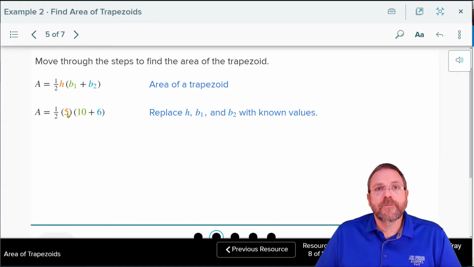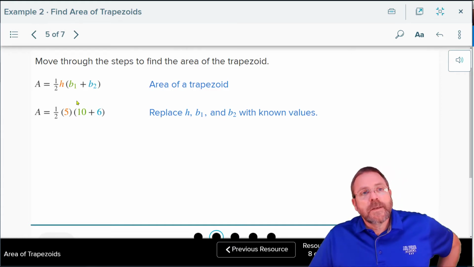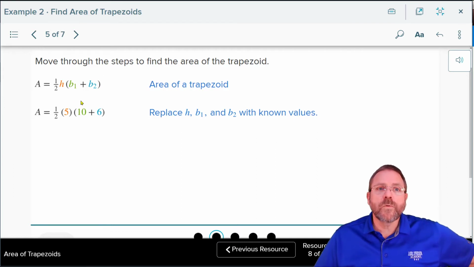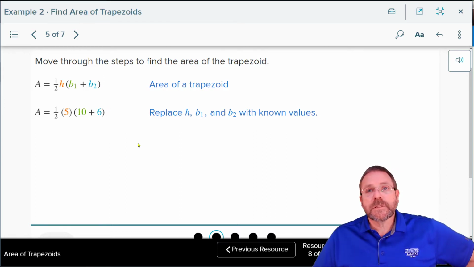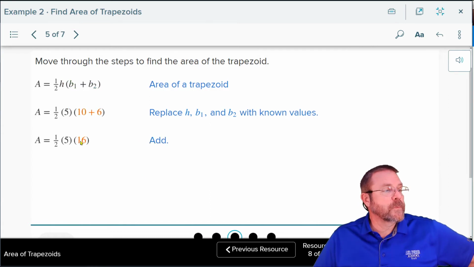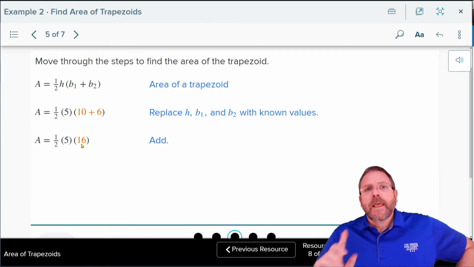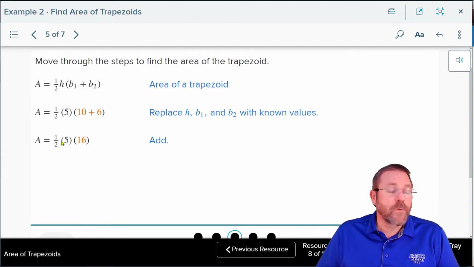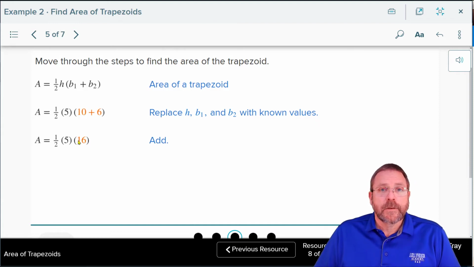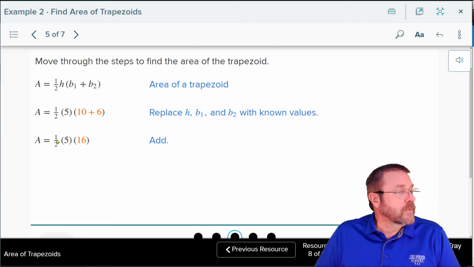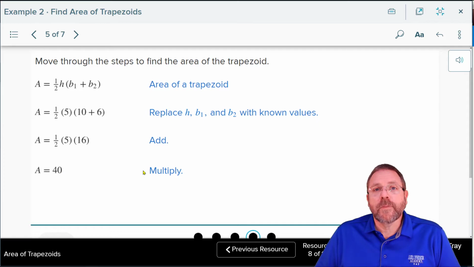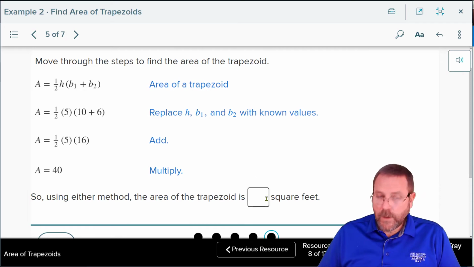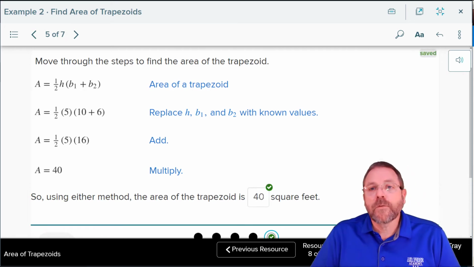I know my height is 5. I know my bases are going to be 10 and 6, but it really doesn't matter which order you put those in, because 10 plus 6 is the same thing as 6 plus 10. They both add up to equal 16 that you see here. Now you have choices. You could do 1/2 of 5, 1/2 of 16, or 5 times 16 for this step. The textbook's probably going to do it all at once, but if it was me doing it, I'd say 1/2 of 16 is 8, and 8 times 5, and that's going to give us the same 40 that they gave us in the answer key in the previous problem. So once again, either way you go about it, you're going to have the area of 40.